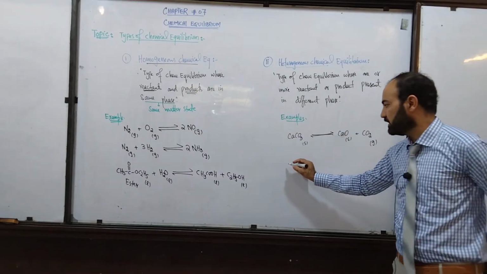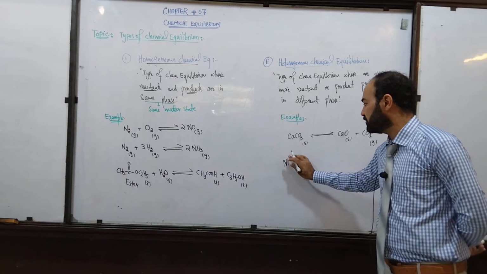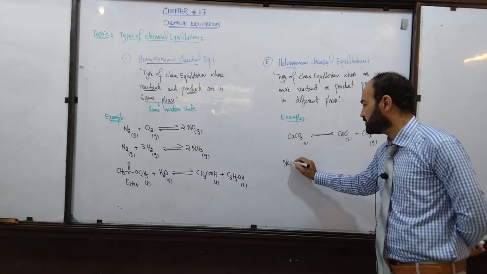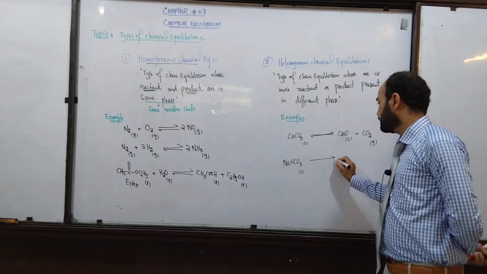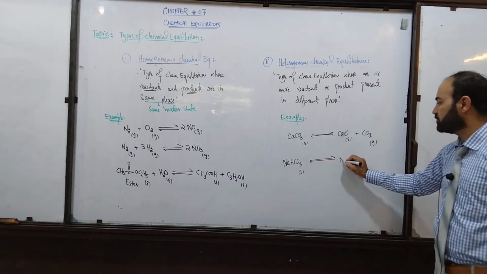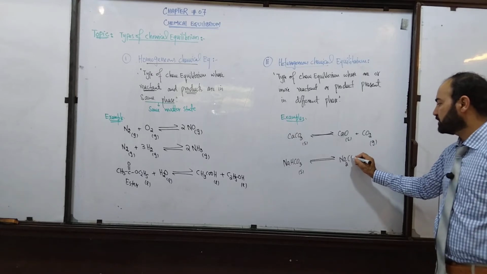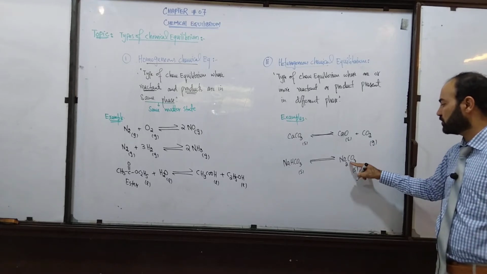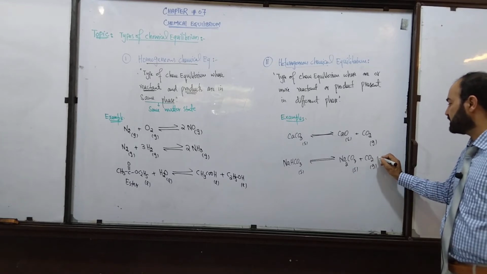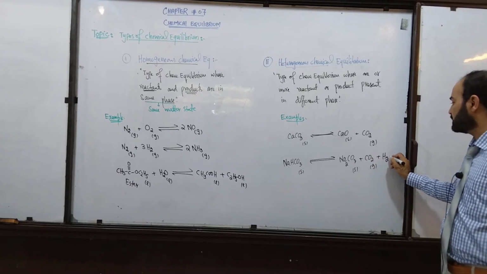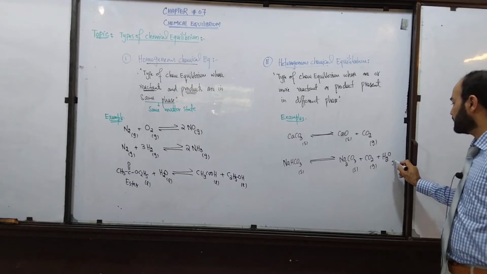Look, another example. Sodium hydrogen carbonate, also known as baking soda, decomposes to form sodium carbonate, known as washing soda. It forms carbon dioxide in the gas state and it forms water in the vapor or gas state.